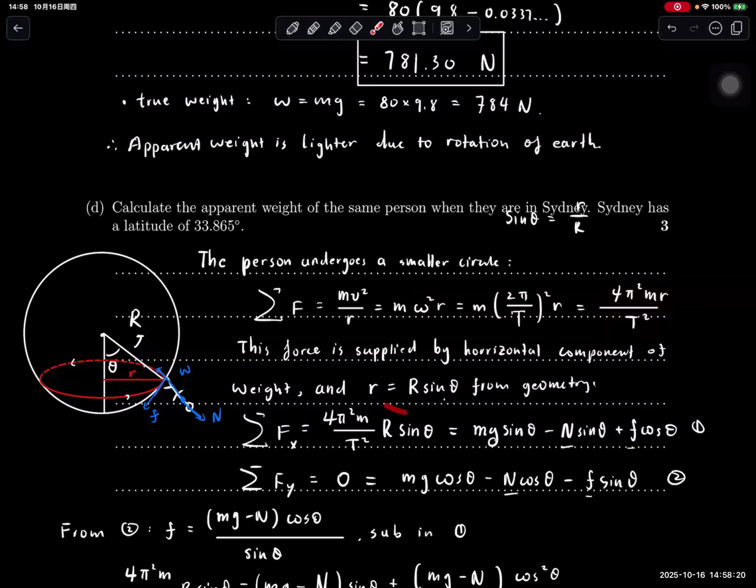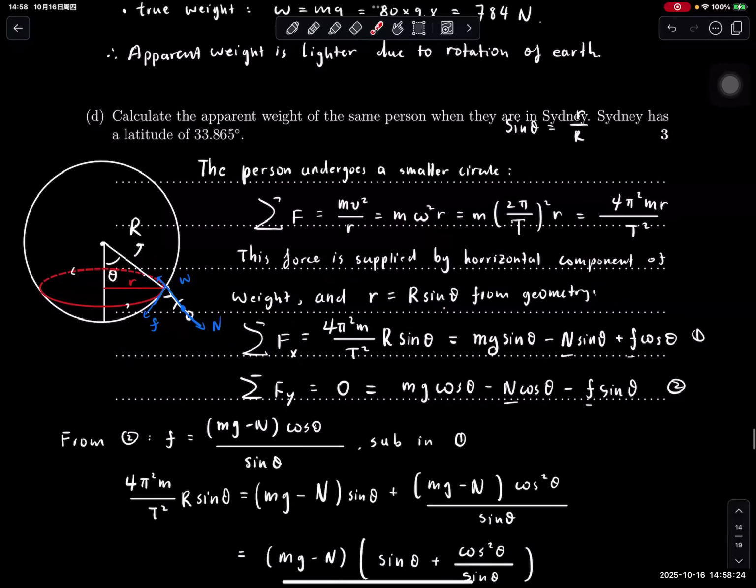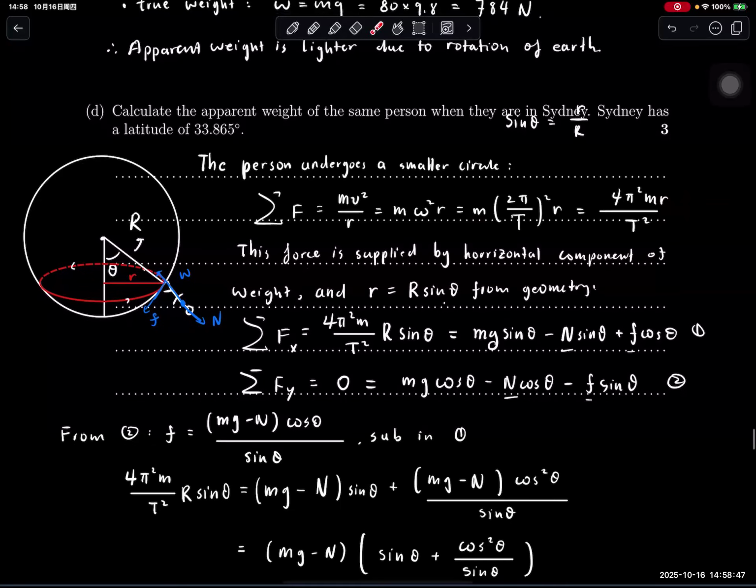So now this r is equal to R times sine of theta from the geometry. Okay, so the net force in the x direction is this force right here. Okay, because that's this r here converted into the big R. Big R means the radius of Earth, and it equals the weight force in this component, right? Minus N in this component, right? And then add another force of friction. Okay. And then net force in y is therefore 0. Okay, it's therefore 0.